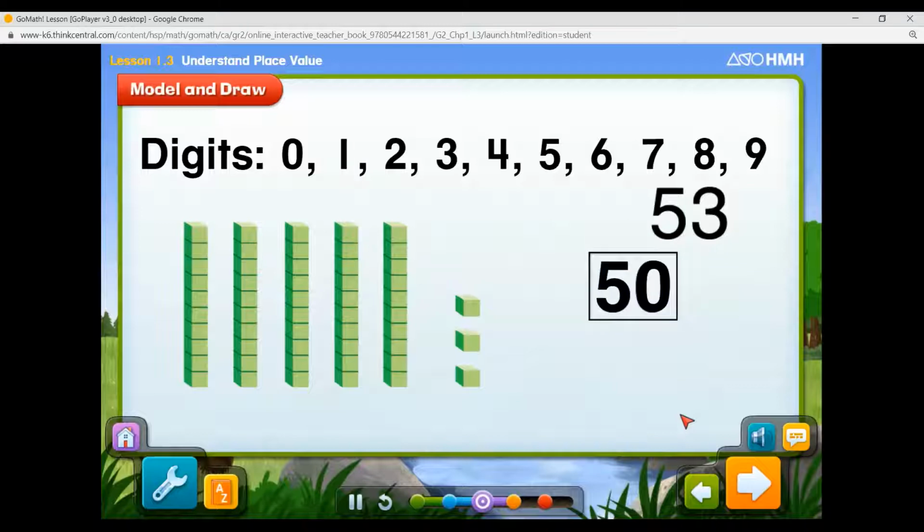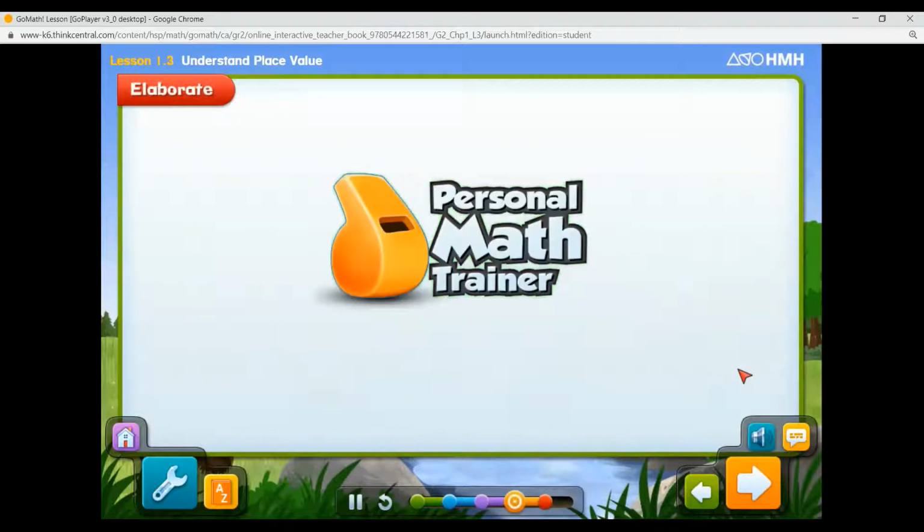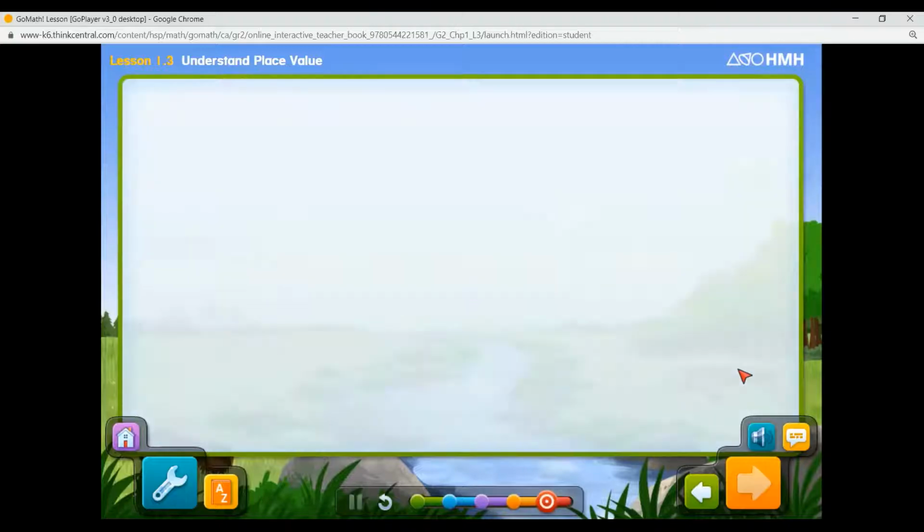The digit 3 is in the ones place. It shows that there are 3 ones. What is the value of 3 ones? That's right. 3 ones are 3. Now let's practice with the personal. Now try your.